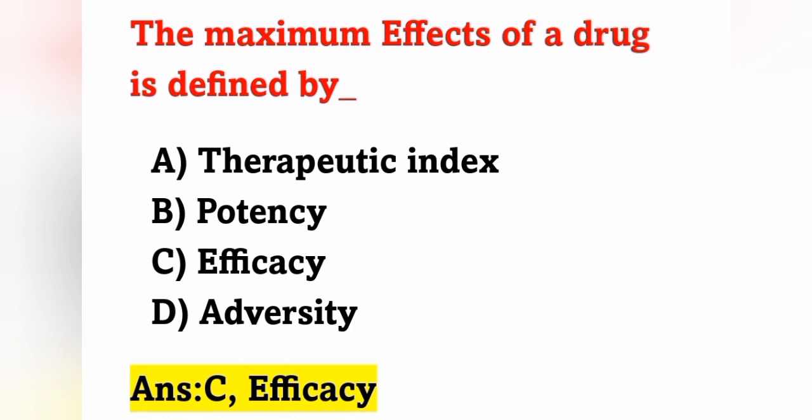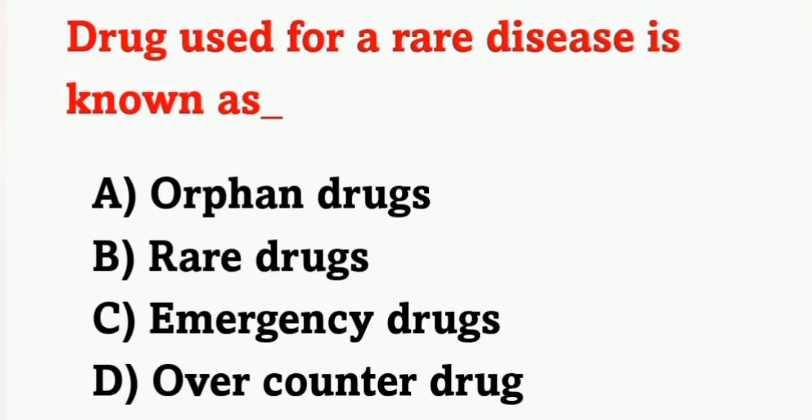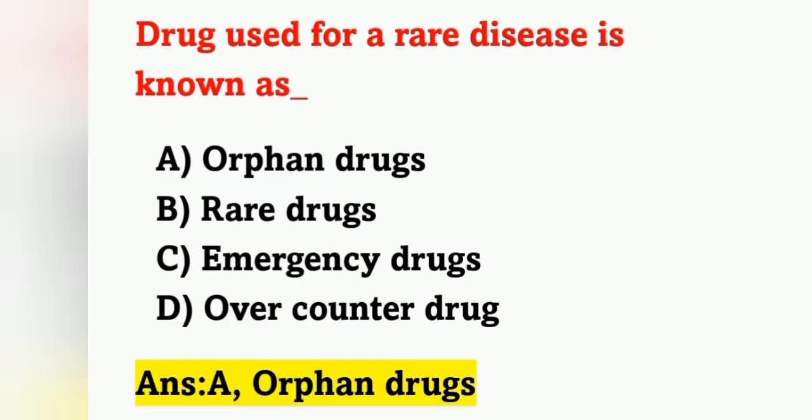On to the next question. Drugs used for a rare disease is known as? Option A orphan drugs, option B rare drugs, option C emergency drugs and option D over-the-counter drugs. Correct answer is option A, orphan drugs. Drugs used for a rare disease are known as orphan drugs.